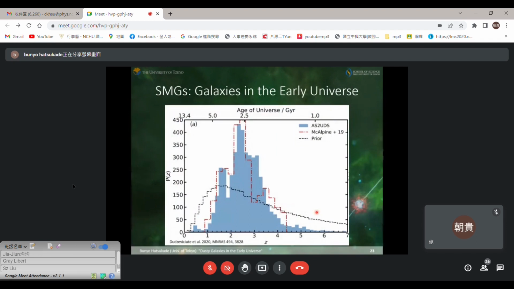Observations of SMGs have been conducted for two decades, and now we are understanding the redshift distribution of SMGs. This is one example of the distribution. We found that the majority of SMGs are located around here, about 10 billion to 12 billion years ago. But it is interesting that there are no such objects like SMGs in the present-day universe.